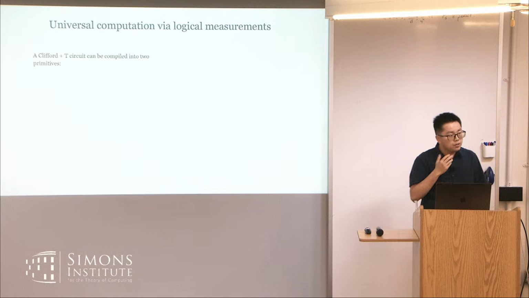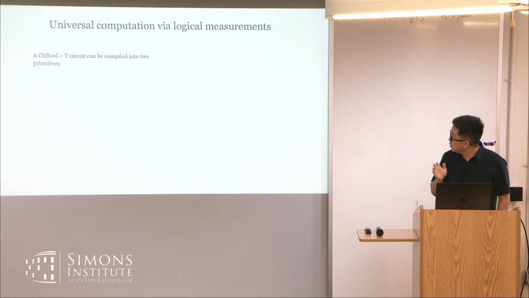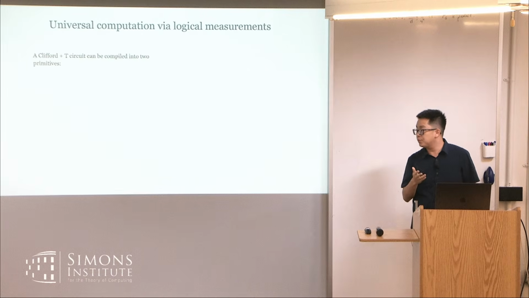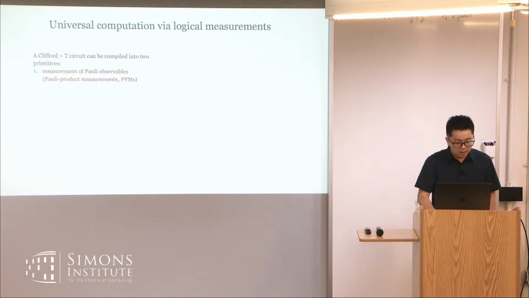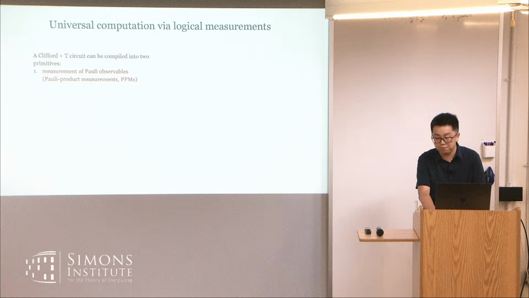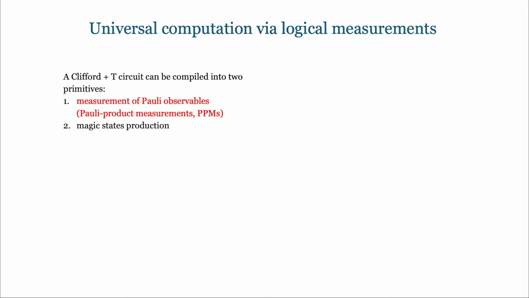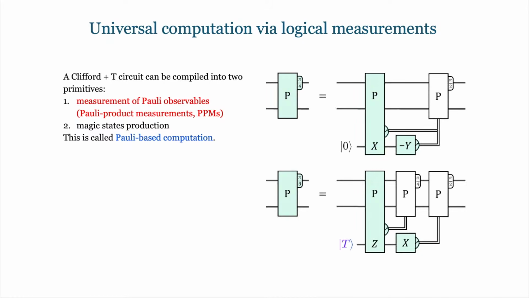What does it mean? Usually we think of a Clifford plus T circuit. It is universal FTQC. You can take my word that such a Clifford plus T circuit can be compiled into 2 primitives. I won't go into the details. But the 2 primitives are 1, measurements of Pauli observables. Sometimes we call them PPM, standing for Pauli product measurements. And 2, magic state production. Okay? And this model of computation is called Pauli-based computation. Here's a circuit diagram showing you how that compilation goes. You can stare at it if you want, but you can also just take my word for it.